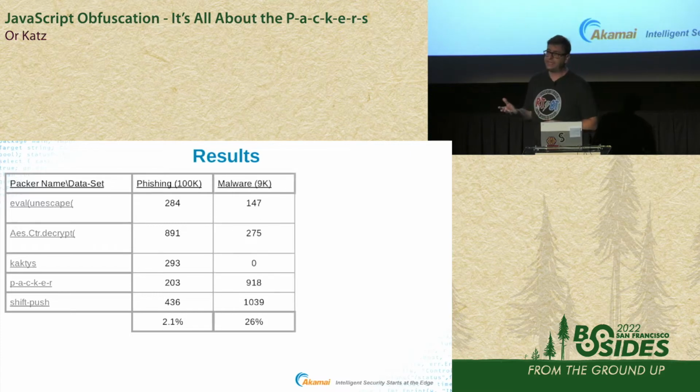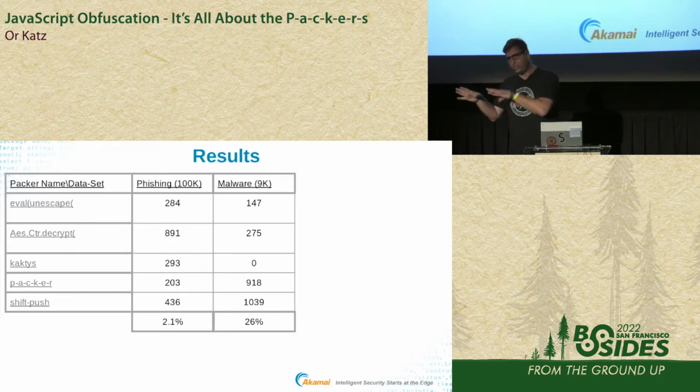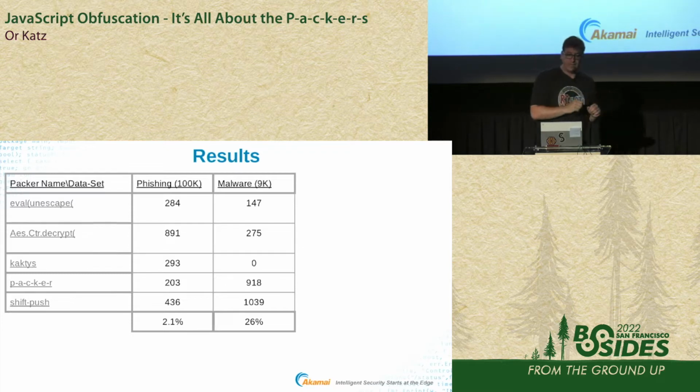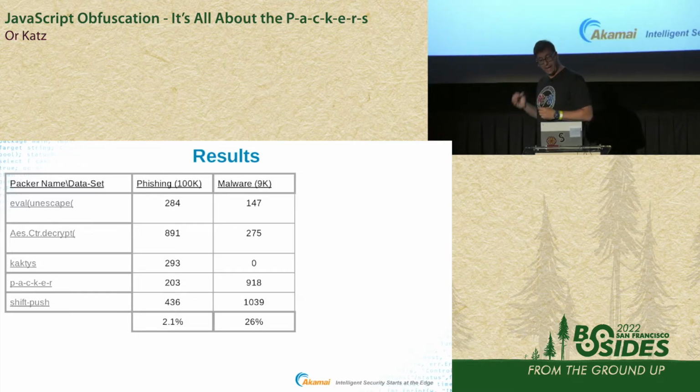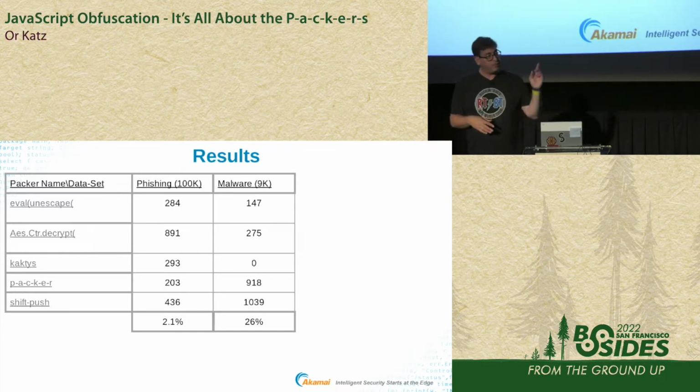The second data set that I was using was a much more varied one, with both malware, crypto miners, Magecart and some phishing websites, but it was very high quality in that sense. On that given data set, I was able to see that 26% of the JavaScript pages that were examined were actually obfuscated. And that's a really big message.